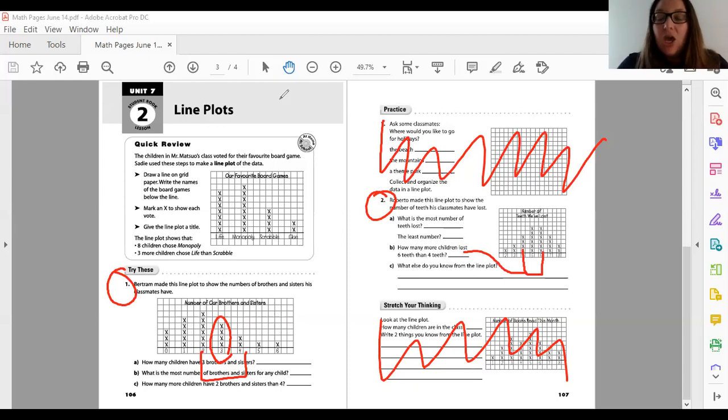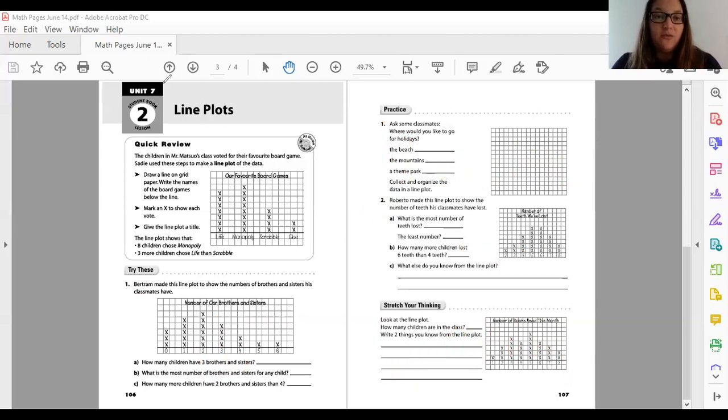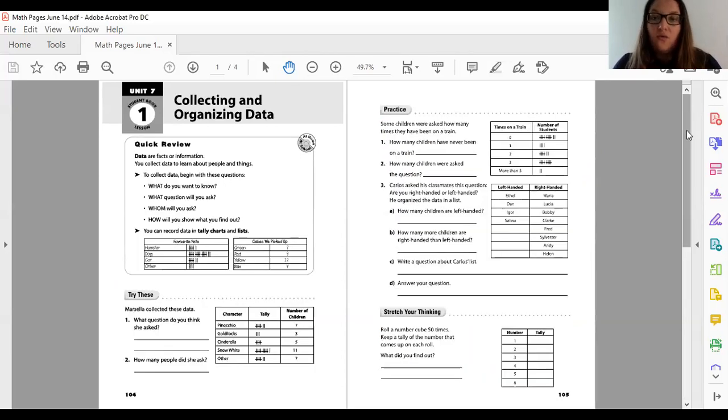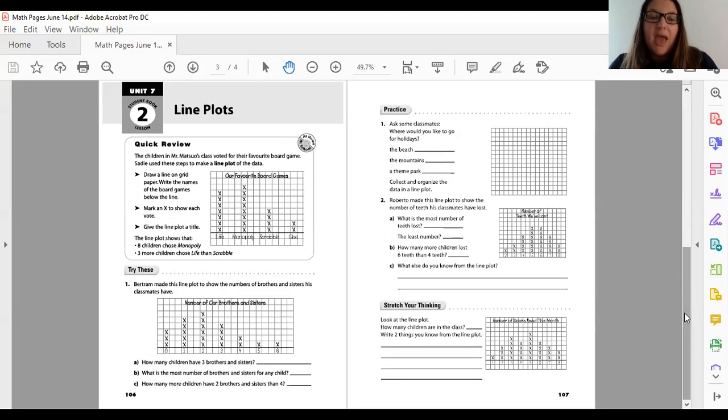And that's it. So you're only going to be doing those questions for me today. So just page 104 and 105, question 1, 2, 3. Remember, you don't have to do C and D on page 105, number 3. And then you're going to answer question 1 and question 2 on page 106 and 107. Okay? And that is it. That is all of your work for today.